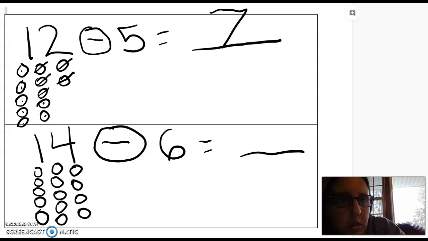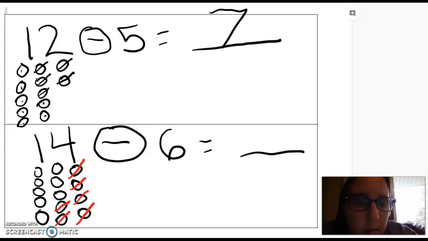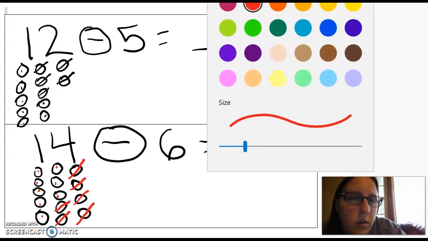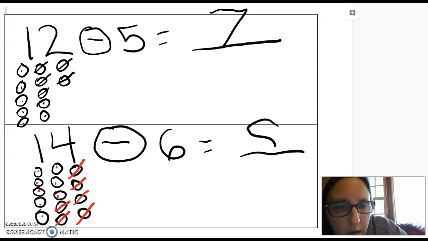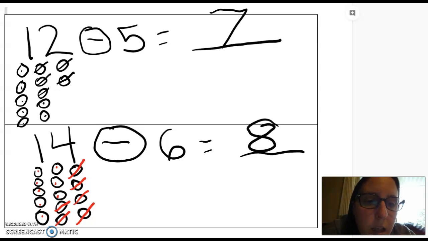Okay? I'm actually going to change my color this time, that way you can really see it. 1, 2, 3, 4, 5, 6. Now let's count how many circles are left over to determine what we have left. 1, 2, 3, 4, 5, 6, 7, 8. I have 8 circles left over. I started with 14 and I took 6 away, and that left me with 8 circles.